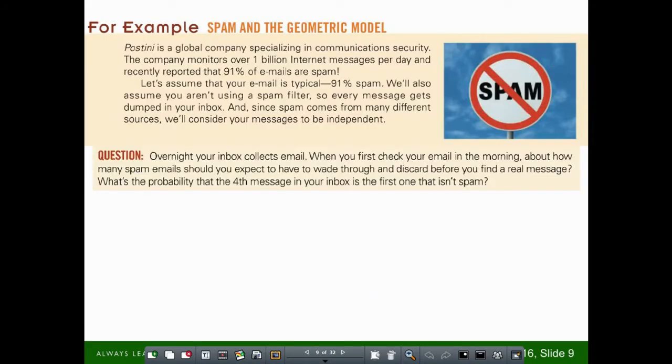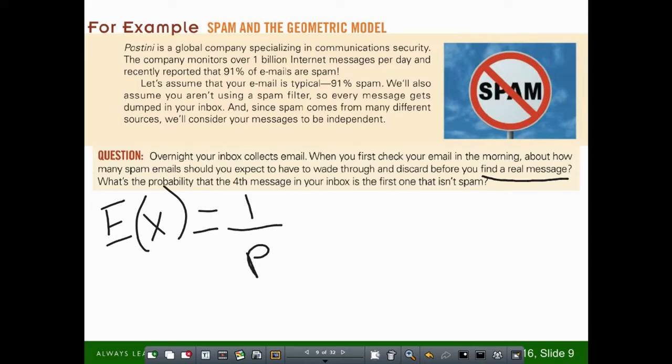So let's go through doing this. The first thing says, about how many spam emails would you expect to wade through and discard before you find a real message? All right. So we already mentioned this. This is saying how many would we have to expect before we found a real one. So this is talking about our expected value. And that means that our expected value, we already said, is 1 divided by p. Okay. Which means that all we're going to have to do here is 1 divided by 0.09. Now, when you do 1 divided by 0.09 in your calculator, that actually gives you 11.1.